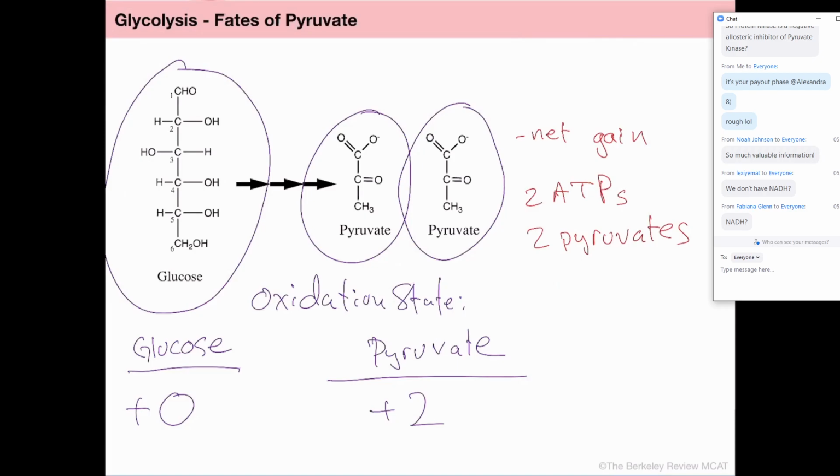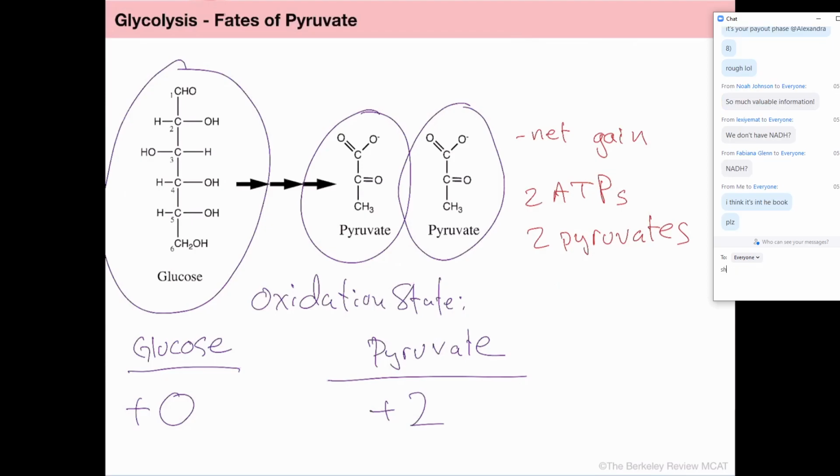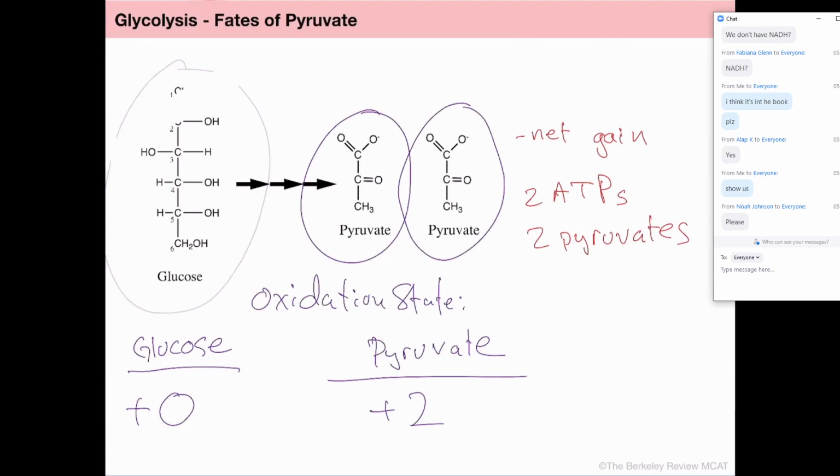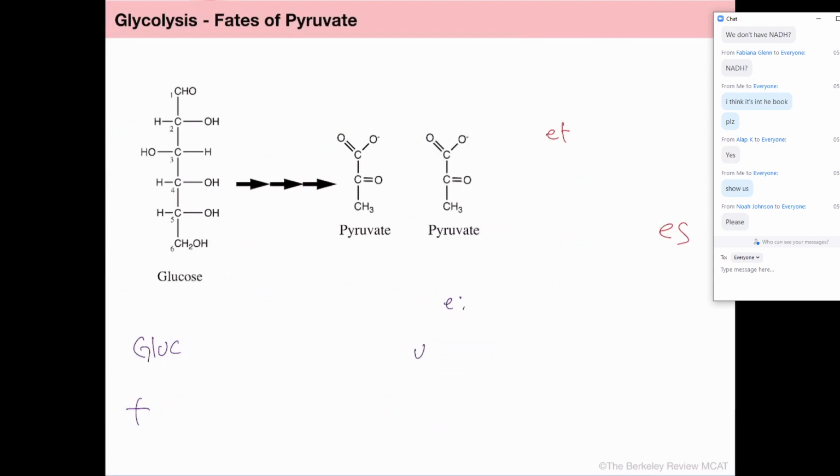Okay. So do you guys know how to calculate oxidation state, by the way? And do you want me to show you? Okay, cool. This is good. These are, again, free points on the MCAT. So let's just erase.